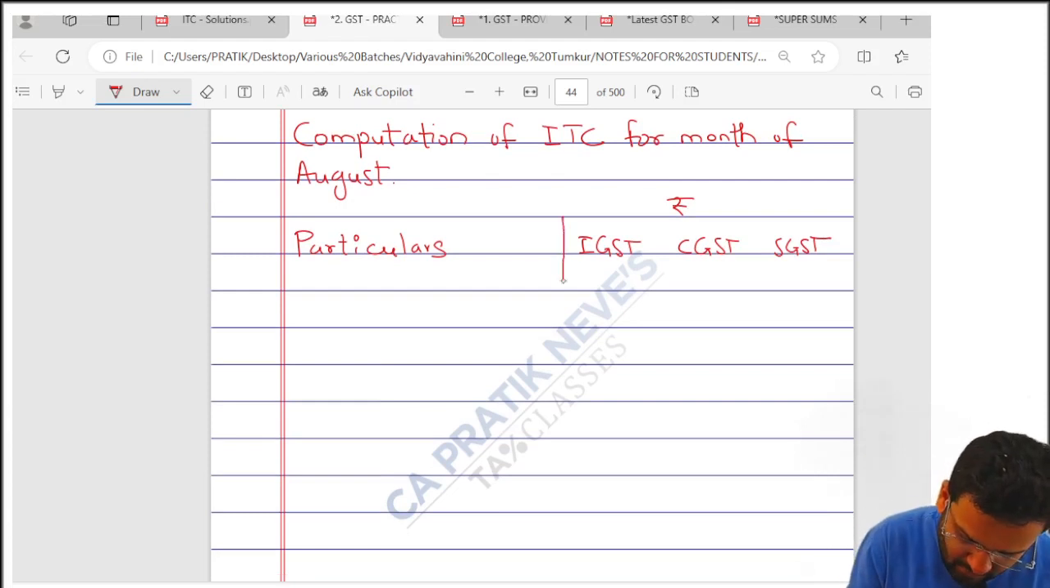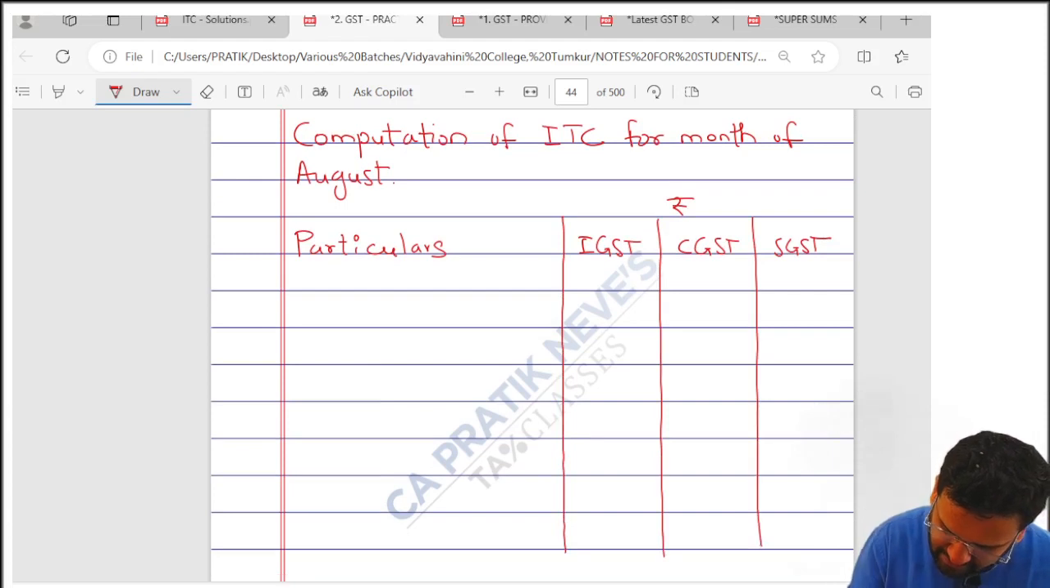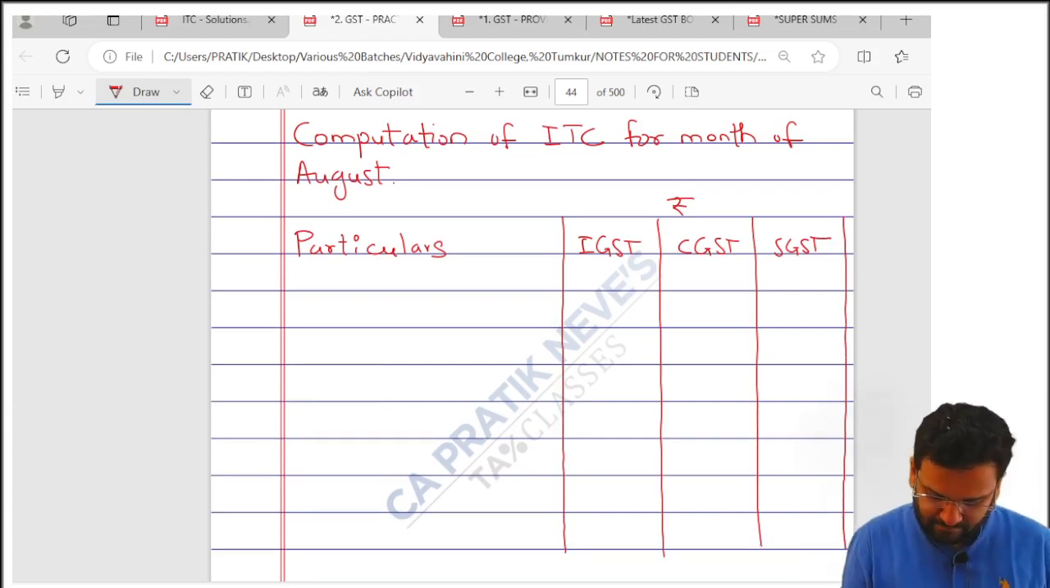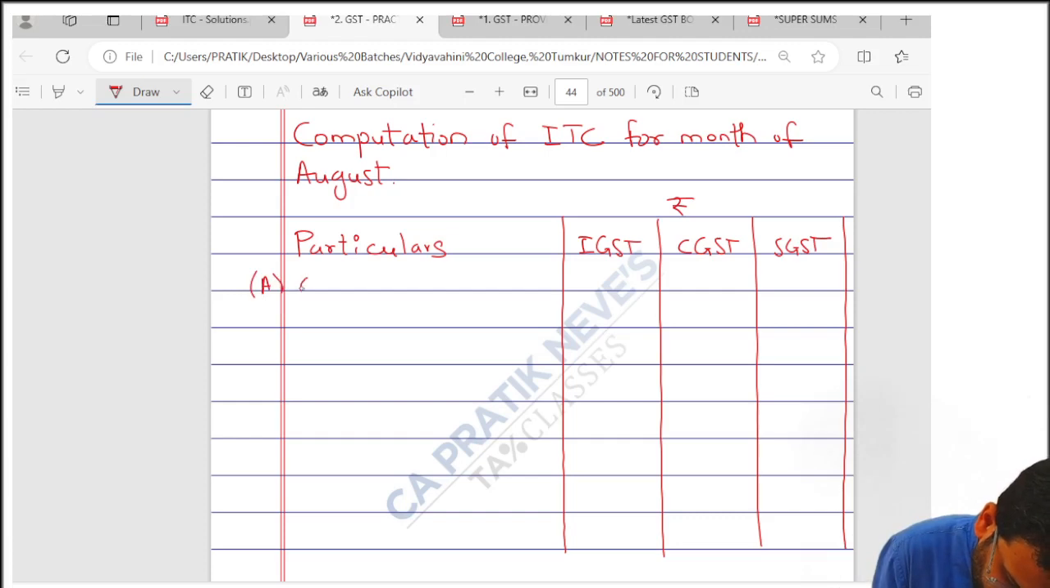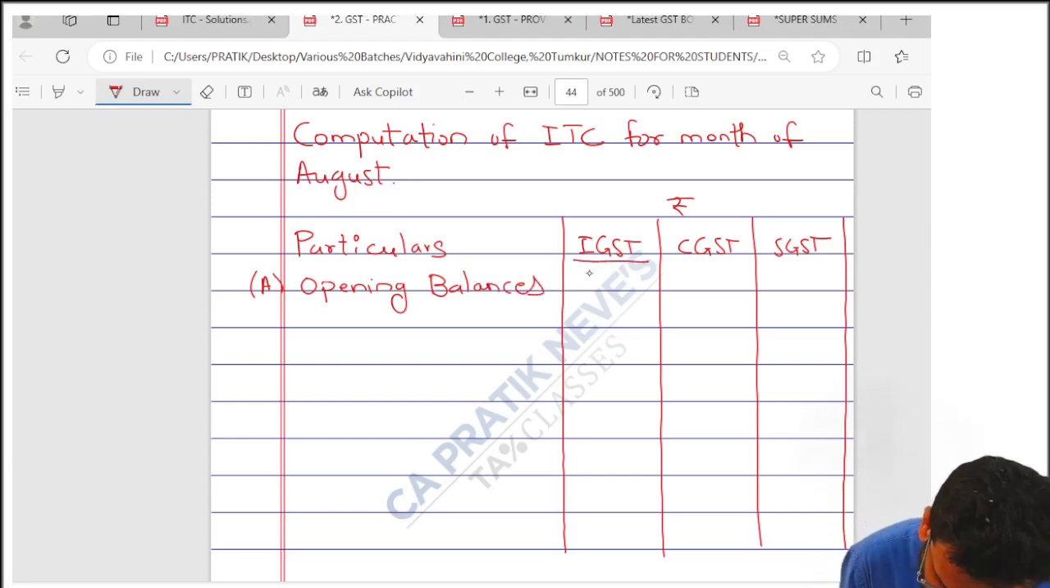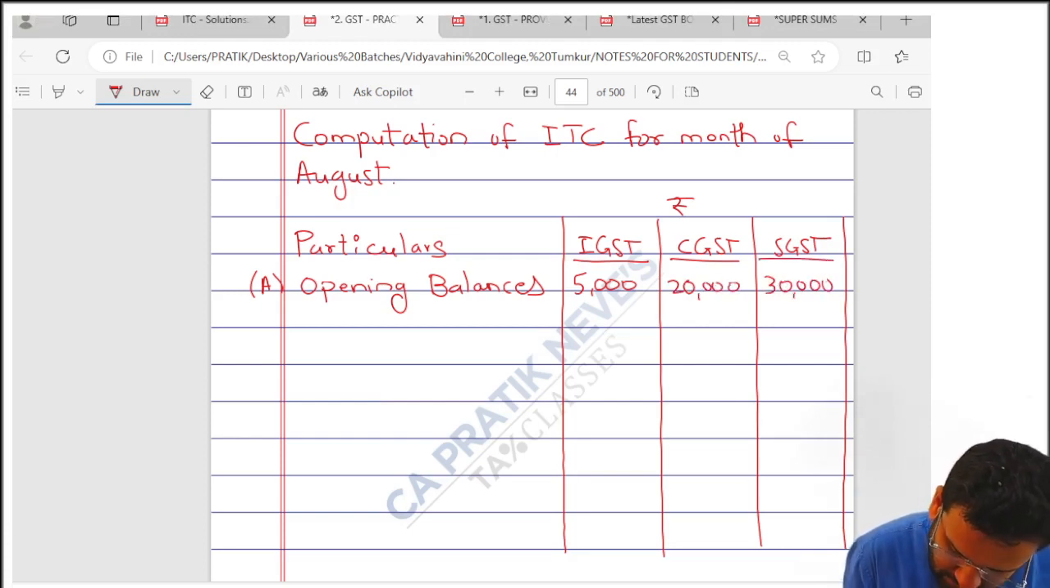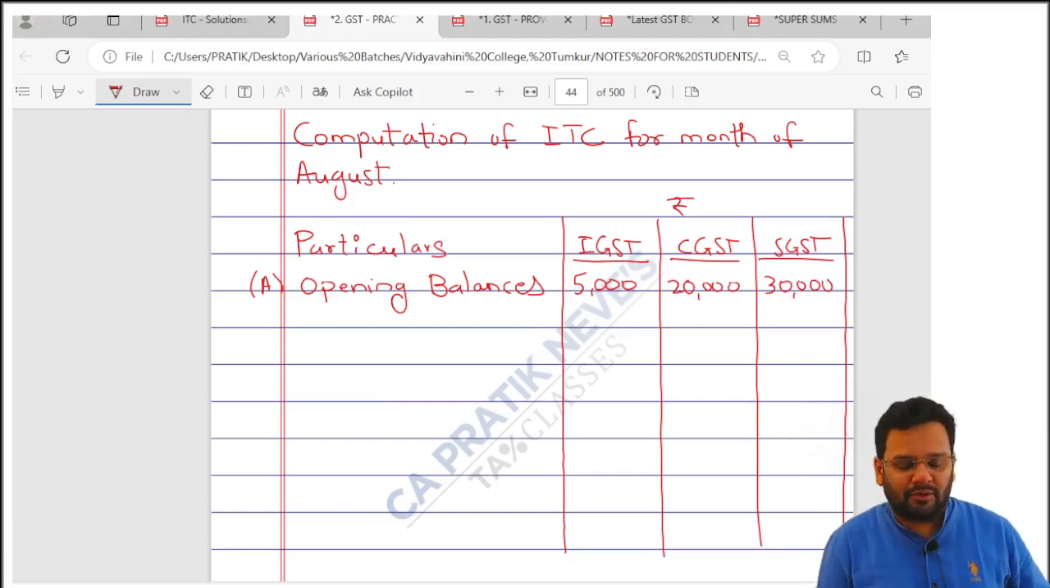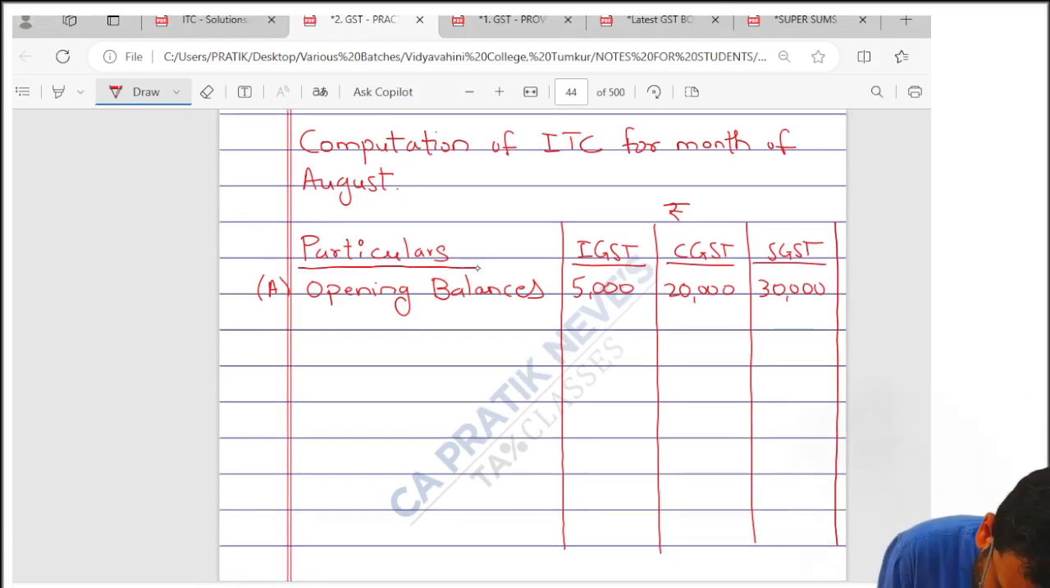Please help me with opening balances. What are the opening balances? A point. Yes, friends. IGST is 5,000. CGST 20,000. And SGST 30,000. 5,000, 20,000 and 30,000 are your opening balances.